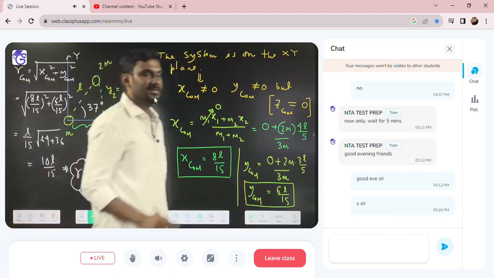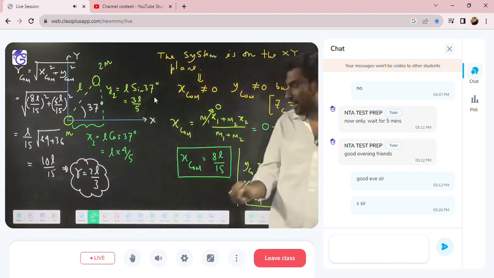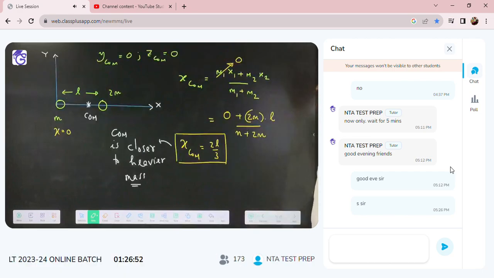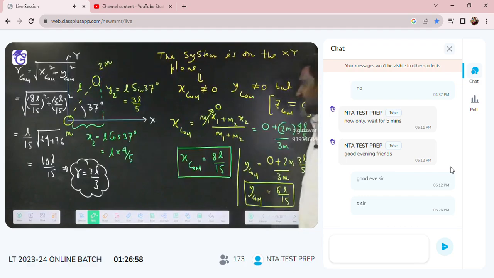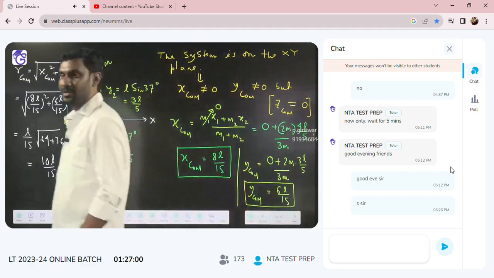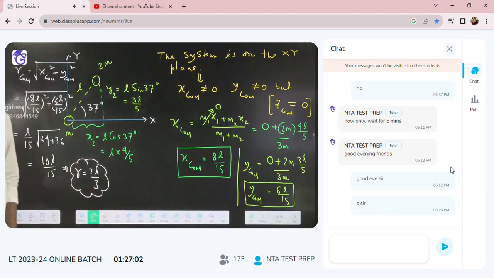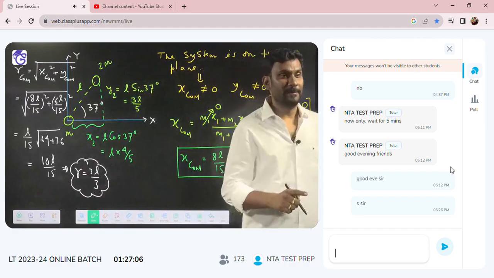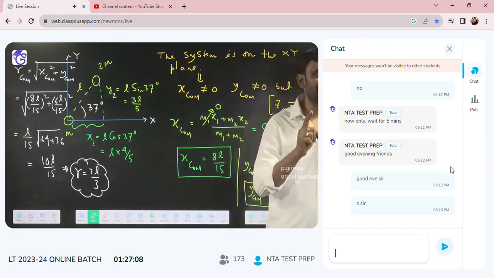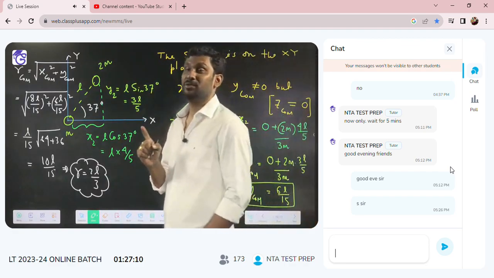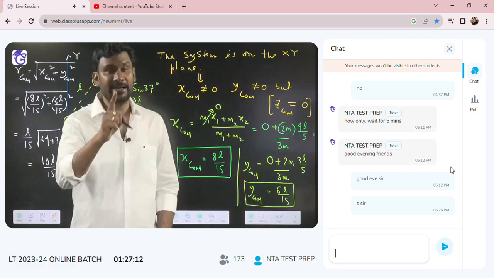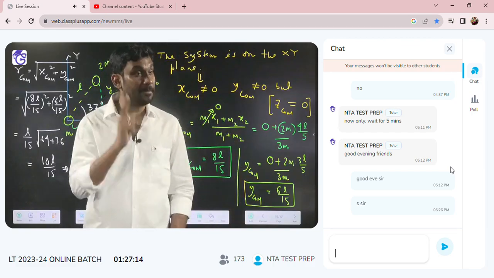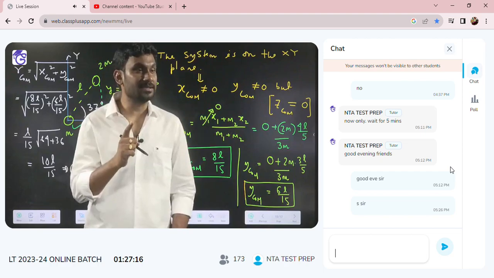Wow. Is it the same answer we got earlier? Boys and girls, did we get here in this case also R center of mass equal to 2L by 3? So now we know that center of mass for a system is a unique point. It cannot change its position. For a particular system, center of mass is a unique point.